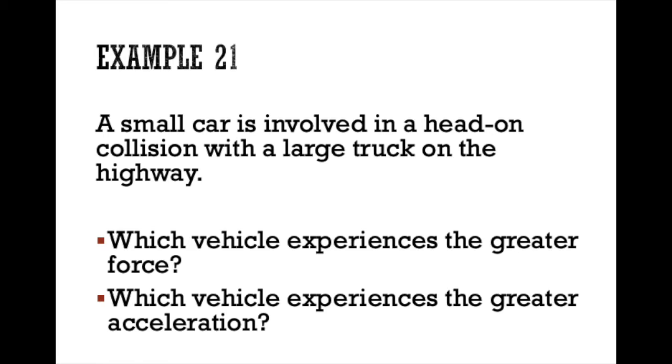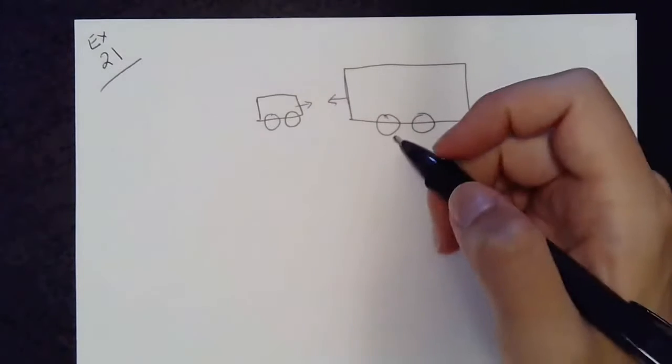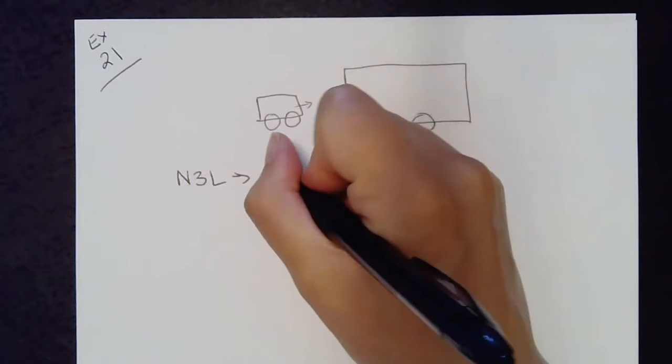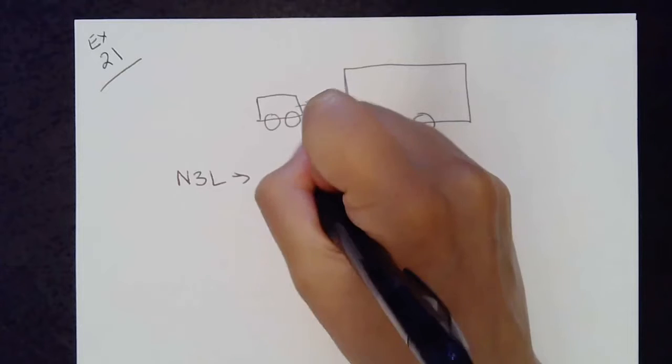Example 21: a small car is involved in a head-on collision with a large truck on the highway. Which vehicle experiences the greater force? Which vehicle experiences the greater acceleration? All right, so it looks something like this. Newton's third law tells us that they both experience the same force.